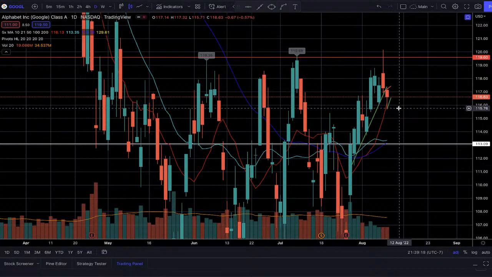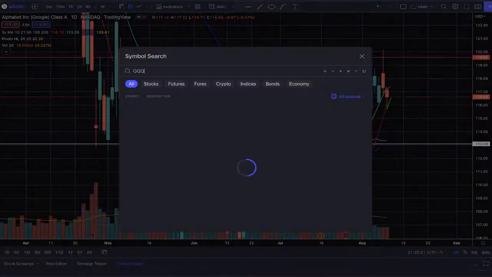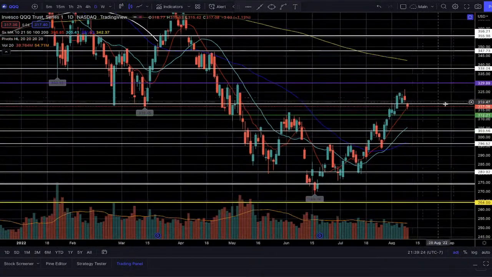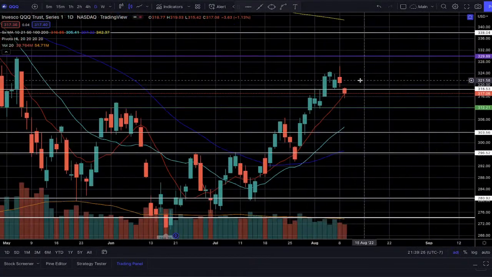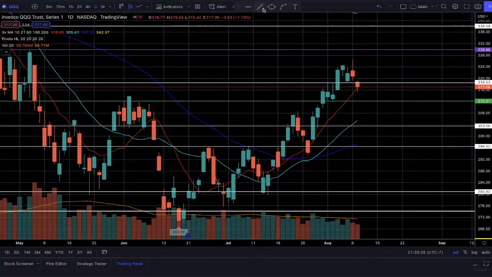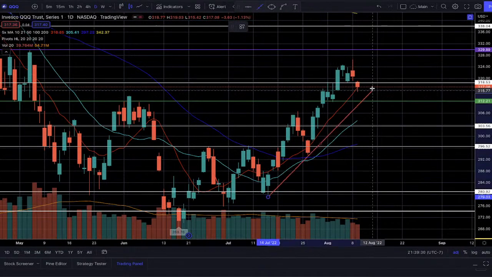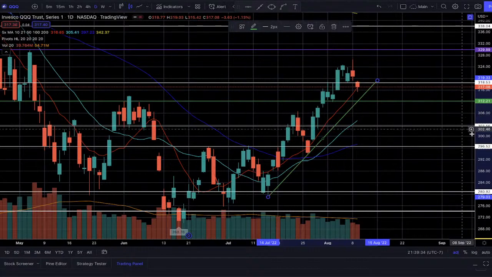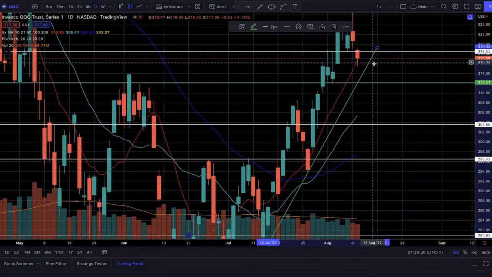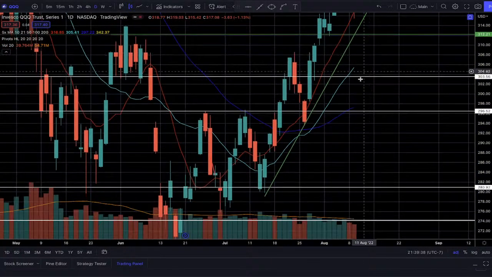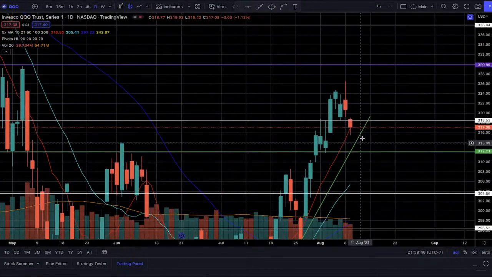All right, Brian, I'll go over XOM after QQQ. So QQQ, same story. So far, QQQ hasn't lost the uptrend yet, but we can see a retest of this ascending support trend line. So tomorrow, if we do have that retest, that means we have to go back down and retest 314.